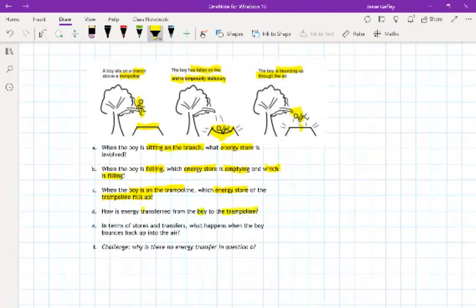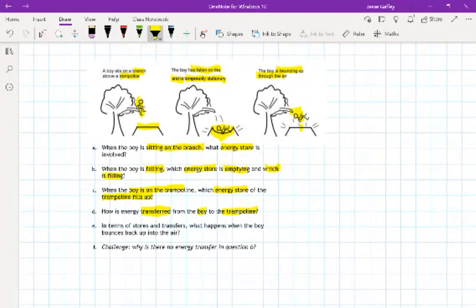How is energy transferred from the boy to the trampoline? Now, how is energy transferred? So this has to be about one of the transfers. So check your answer that you have talked about a transfer. Okay, so from the boy to the trampoline. So the boy is pushing when he hits the trampoline, he physically pushes it down. So what transfer is that going to be? It's a physical contact, a push. Okay, hopefully you said mechanical working.